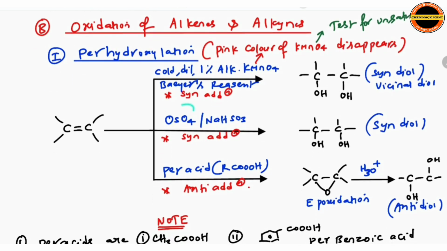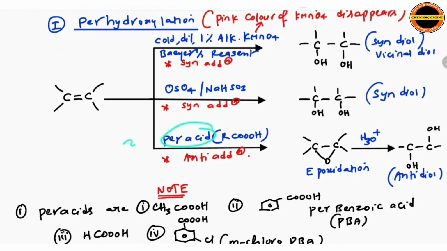Next, osmium tetroxide or NaHSO3, syn addition occurs. Here it forms again syn diol, same side we are adding OH. Per acid, here anti-addition occurs. Per acid means one extra oxygen. Like carboxylic acid COOH, but here COOOH, one extra oxygen. First epoxidation occurs, like ethylene oxide, a cyclic ether, epoxide formation observed. Then further reaction with H₃O plus, the bond breaks, and finally anti-addition of OH is observed.